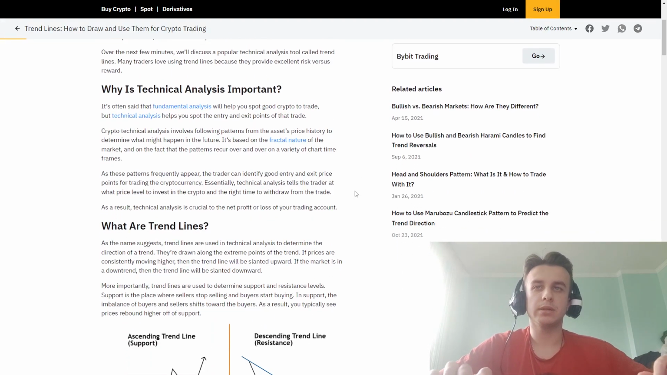As the patterns regularly appear, the trader can find good entry and exit price points for trading cryptocurrency. Exactly, technical analysis tells the trader at what price level to invest in the crypto and the right time to withdraw from the trade. As a result, technical analysis can determine the net profit or loss of a trading account.